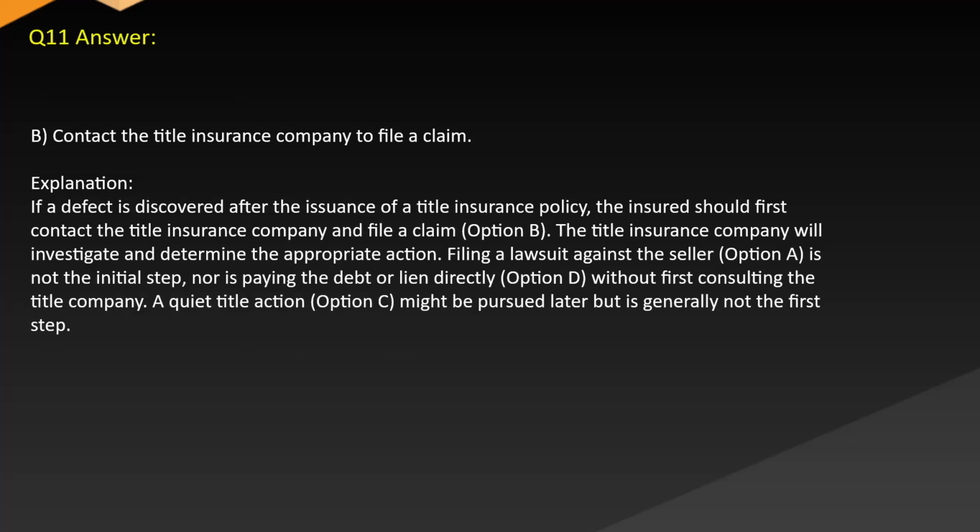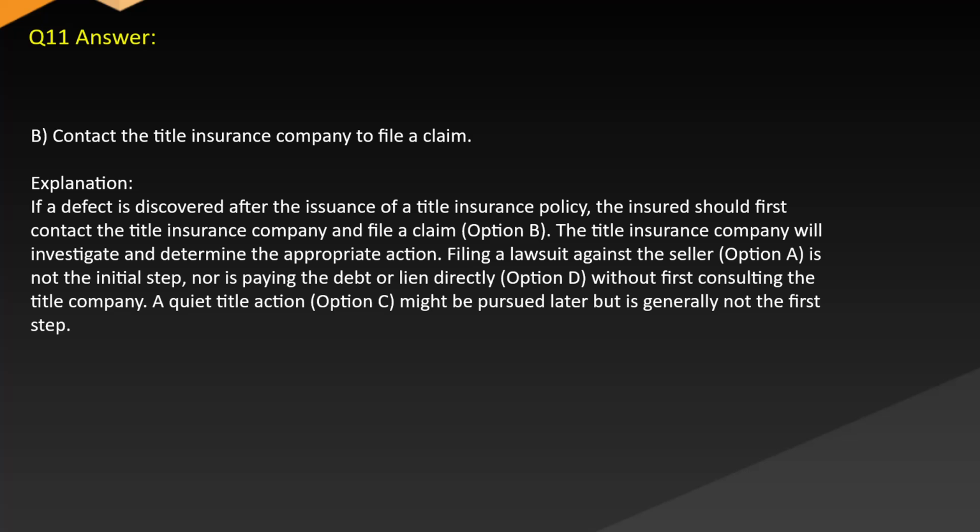Answer: B. Contact the title insurance company to file a claim. Explanation: if a defect is discovered after the issuance of a title insurance policy, the insured should first contact the title insurance company and file a claim. Option B. The title insurance company will investigate and determine the appropriate action.